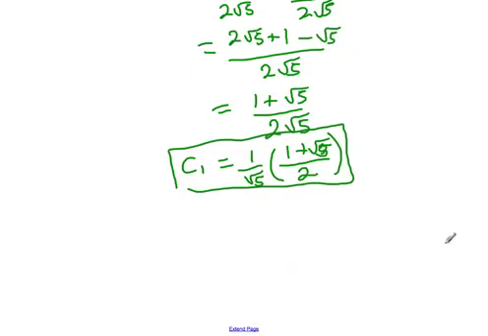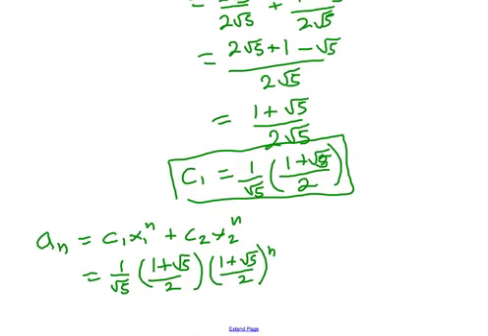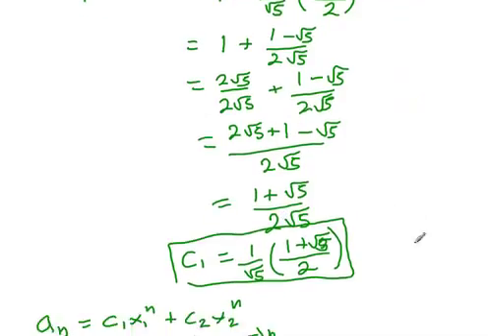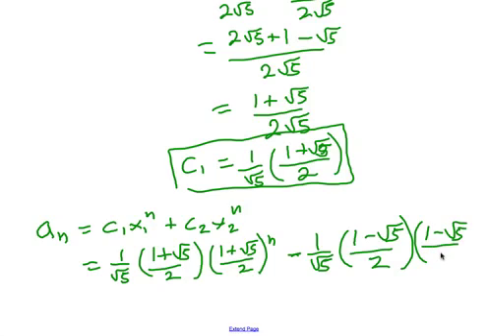And we have C2 from before, and then we're going to write our equation now and then simplify. So a sub n equals, remember it's C1 x1 to the power of n plus C2 x2 to the power of n. C1 is right here, 1 over root 5 times 1 plus root 5 out of 2, times x1 to the power of n. If we look back at the beginning, x1 is also 1 plus root 5 out of 2, to the power of n. And C2 is the same as this, except there's a negative sign. You can see that from before, right here. So we're just going to substitute that in. So that's negative 1 out of root 5 times 1 minus root 5 out of 2. And x2 is also 1 minus root 5 out of 2, but that's to the power of n.